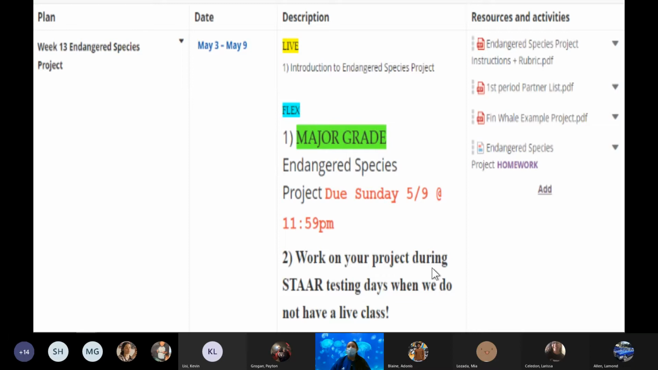And when you work on your project during STAR testing days, when we don't have a live class, that's how you should be using your time. If I'm busy giving the test and I don't have a live class, you should look out for an attendance form from me and then work on your project. On the hub, you'll have the rubric and instructions. You'll have the partner list and what species you're given. You have an example project that was a Google Slides that's saved as a PDF, and then you'll have the actual project itself.